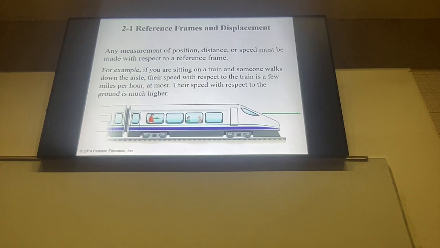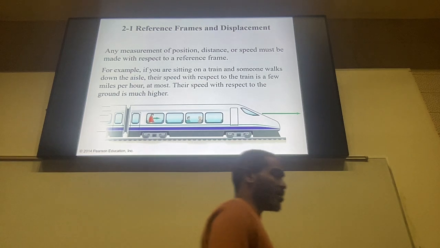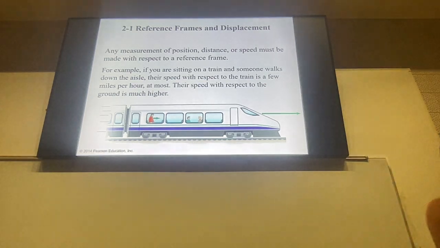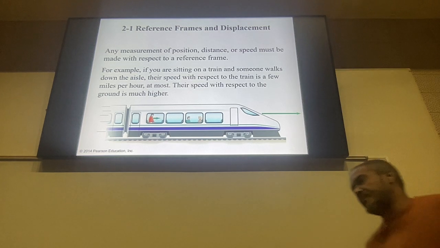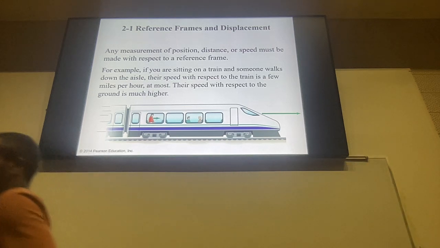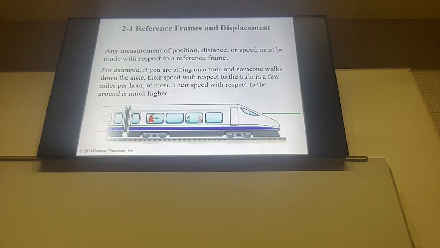Okay? So, what's a reference frame? Any measurement of position, distance, or speed must be made with respect to a reference frame. So whenever we talk about how fast something is going, how fast the car is traveling, that is with respect to the earth, okay? When we talk about how fast a car is traveling, we're talking about with respect to the earth, because the earth is the reference frame.